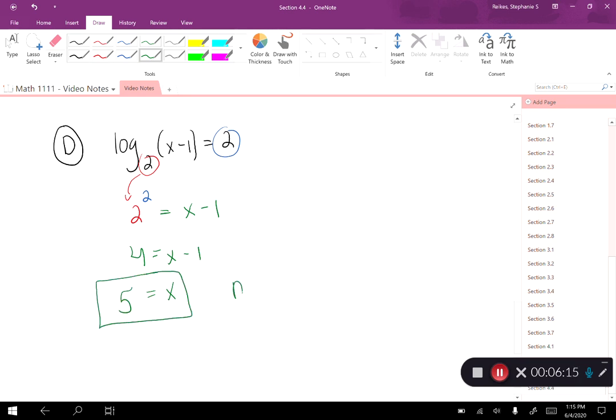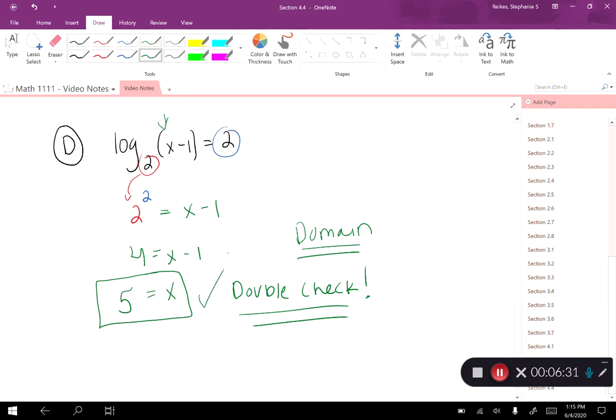Always make sure you do a double check that the number you get works within the domain. So if I plug 5 back into here, 5 minus 1 is 4. That's a positive number. It checks out and you're good.